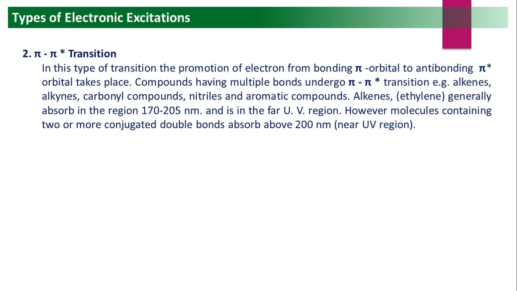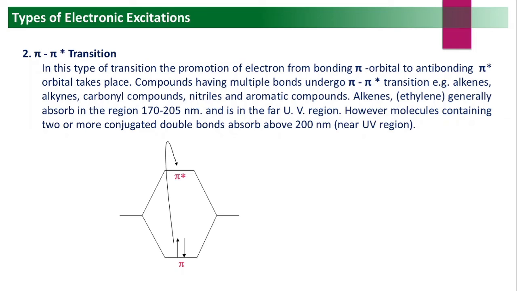Next is the pi to pi star transition. In this type of transition, the promotion of an electron from the bonding pi orbital to the anti-bonding pi star orbital takes place. These transitions occur in compounds having multiple bonds. Obviously, if pi electrons are there, there should be pi bonds, right? So compounds having multiple bonds, pi bonds, undergo pi to pi star transitions. For example, alkenes, alkynes, carbonyl compounds, nitriles and aromatic compounds. Pi bonds should be there, then only these pi to pi star transitions will be there.